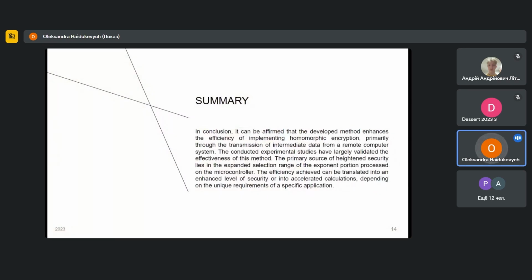You can see the conclusion on this slide. The developed method allows you to significantly increase the level of efficiency and more specifically the level of security due to obtaining intermediate values from a remote computer system.